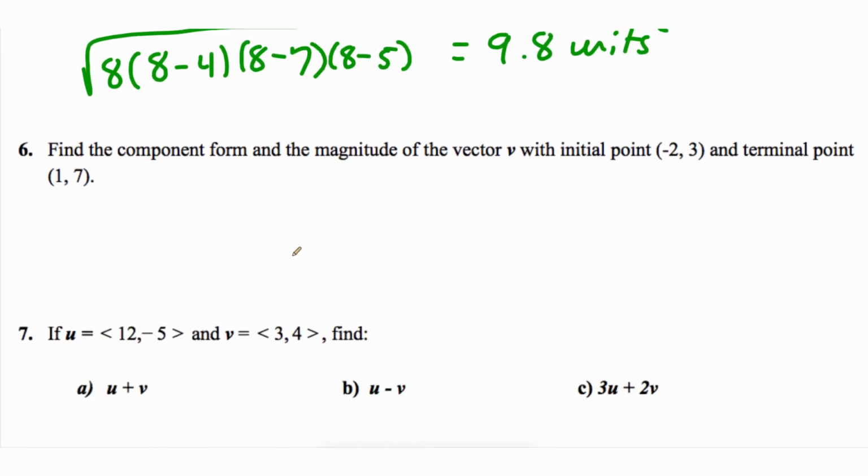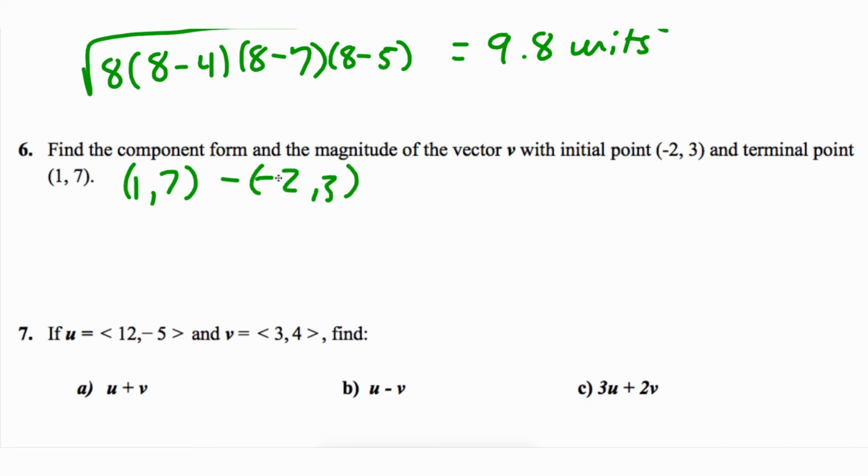For number 6, we're asked to do two things. We're given our initial point and our terminal point. We're asked to figure out our component form for the vector, and then after we have that, we're going to find the magnitude of our vector. So when we're finding the component form, we take terminal point minus initial point. So we're going to take our 1, 7 point minus our negative 2, 3 point.